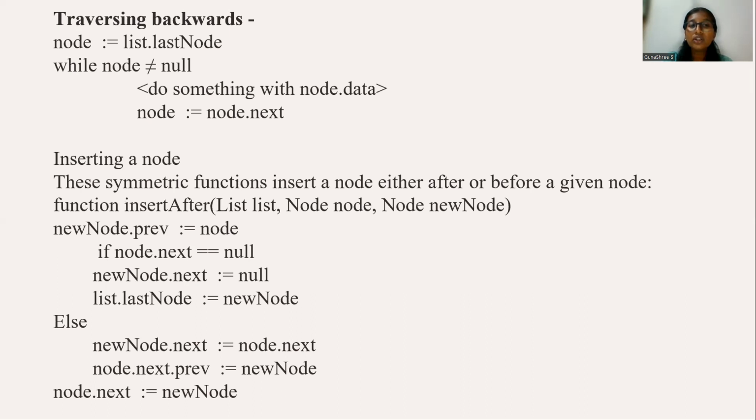How do we insert a node in a doubly linked list? It can be done either before or after a given node. If it is insert after, then first we have to specify the list, the node, and the new node. For example, newNode.previous equals node. If node.next equals null, then the new node will be created and next will be initialized to null, and list.lastNode will be equal to newNode. If not, the else part will be executed.